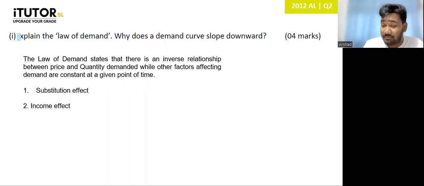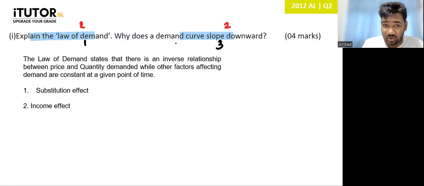So they are asking 2 sub questions. Explain the law of demand is 1. Why does the demand curve slope downwards is another one. Okay, how do you think they would have given you marks? Maybe 2 for this, right? Maybe 2 for this, maybe 2 for this. How else can they give you marks? Maybe, right, they gave 1 for just talking about law of demand. Maybe they gave 3 for the reasons. You don't know, right? Who knows?